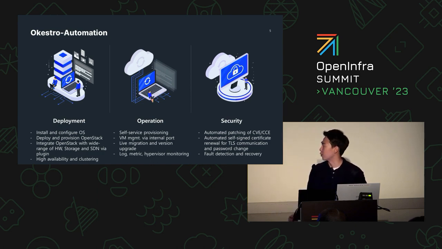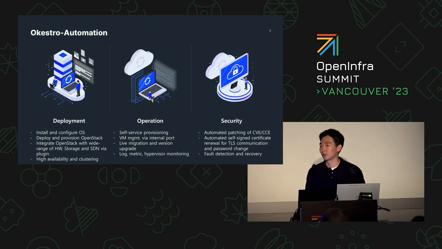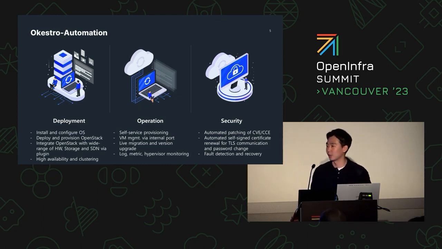Second, at the operation level, we provide self-service provisioning, and we provide virtual machine management through our internal portal, and we'll be talking about why we use the internal portal in this area later on. We also provide live migrations and version patch upgrades, also monitoring as well. And then lastly, for security, we provide automated patching for CCE and CVE as well. We also provide self-signed certificate renewal for TLS communication and password change. And we also provide automated fault detection and fault recovery.